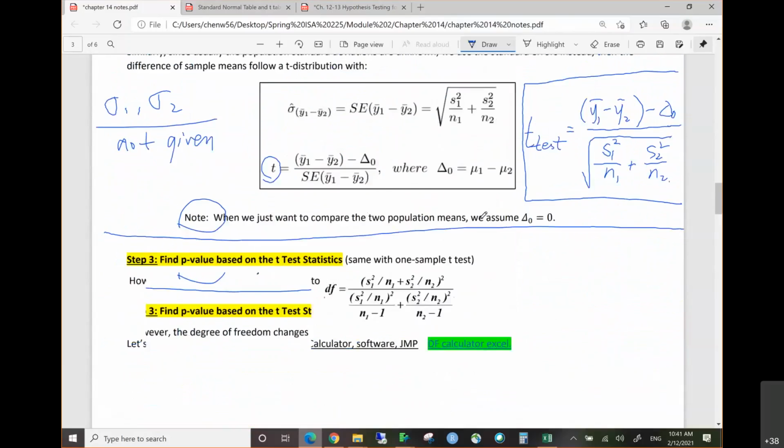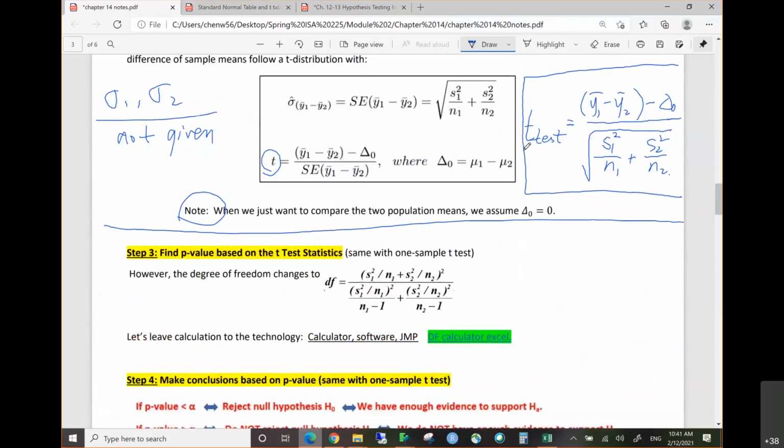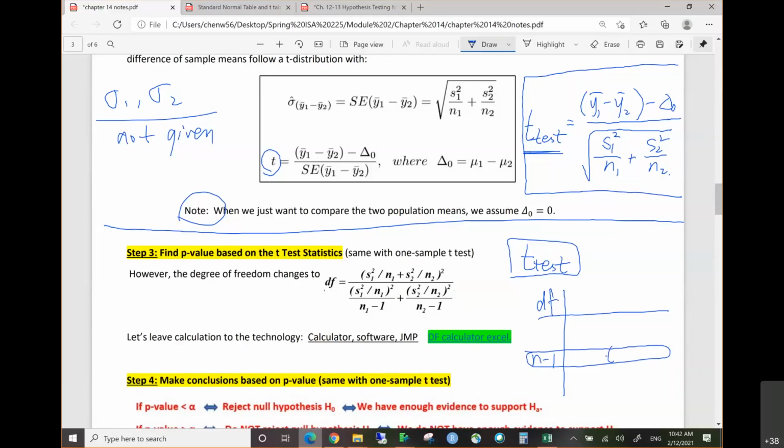The only difference is for the t-test statistics. Remember that for the t-test statistics, in the one sample test in the last chapter, to find the p-value, we need to go to the t-table to find the degree of freedom, which is n-1, and then focus on this line to find your t-test statistics is between two values, go up, find the range of your p-value. Is that right? Okay, now we have two samples.